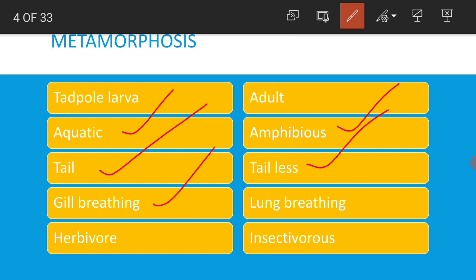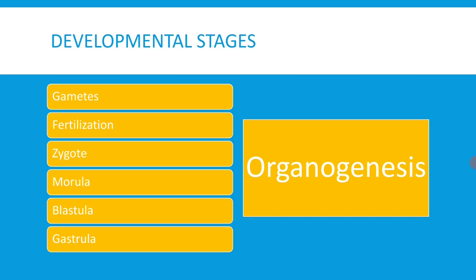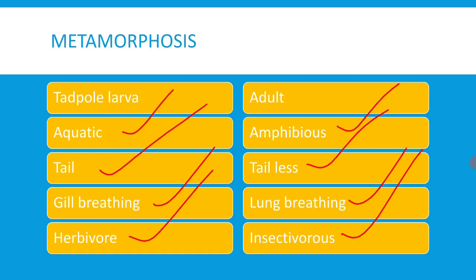And the tadpole larva is gill breathing because it is aquatic in its habitat. Whereas adult frog being amphibious in nature, it has shifted to lung breathing habit. And the tadpole larva feeds on plant material, that means it is a herbivore, whereas adult frog is entomophagous, that is it is insectivorous. So, like that, here you can see the aquatic tail containing gill breathing herbivorous tadpole larva is gradually metamorphosed into amphibious tailless lung breathing insectivorous adult frog. So, this is exactly called metamorphosis.